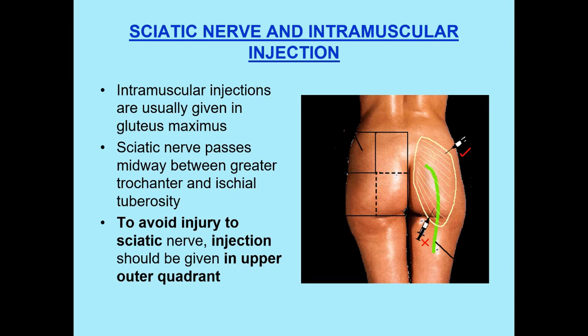Now, sciatic nerve and intramuscular injections. Intramuscular injections are usually given in gluteus maximus. The sciatic nerve passes midway between the greater trochanter and ischial tuberosity. To avoid injury to the sciatic nerve, the injection should be given in the upper outer quadrant, which is the safest place in this region to save the nerves and arteries.